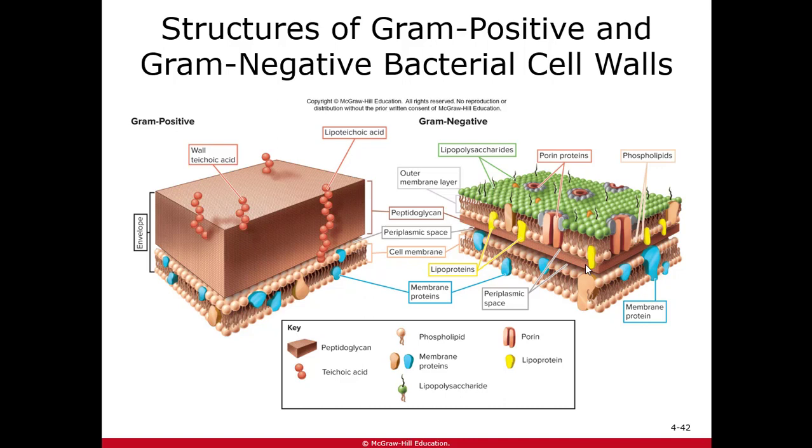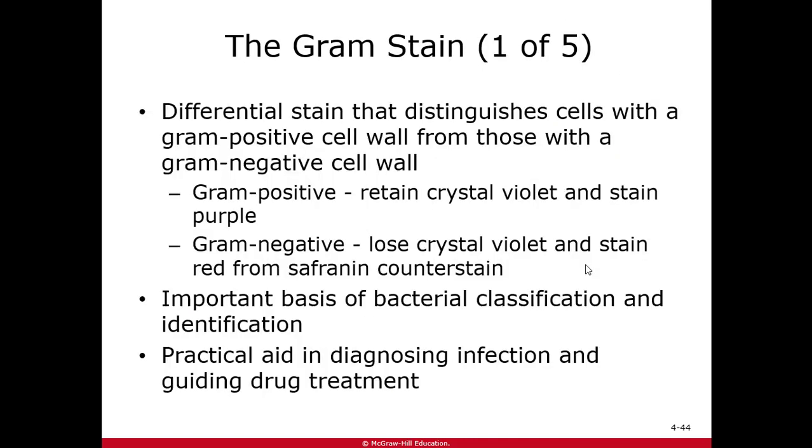Now, the staining process that we will do in a virtual lab coming up that helps determine how thick that cell wall is called the Gram stain. So I'm not going to focus a lot on it right now because we'll go over it more when we do the lab. The big thing is there are two different stains used, a crystal violet, which is a purple, and safranin, which is a pink.